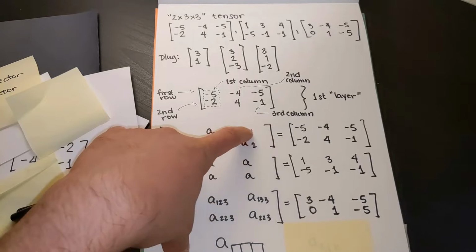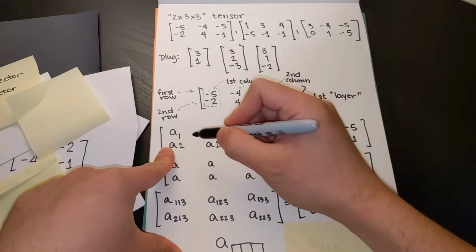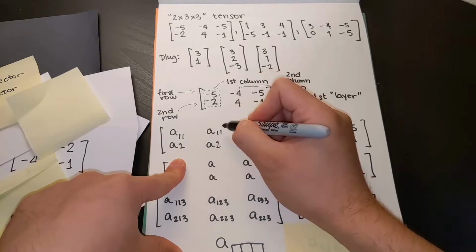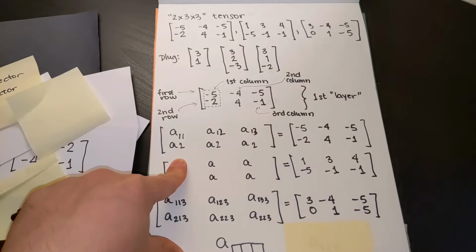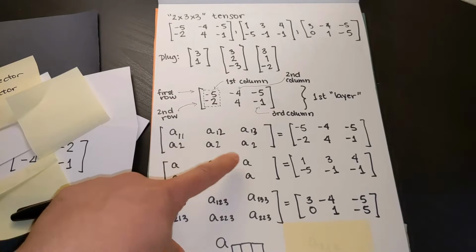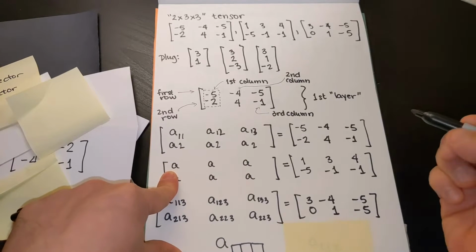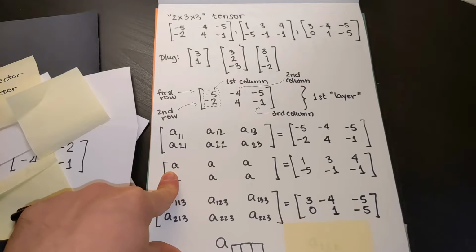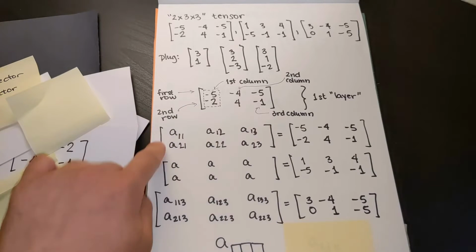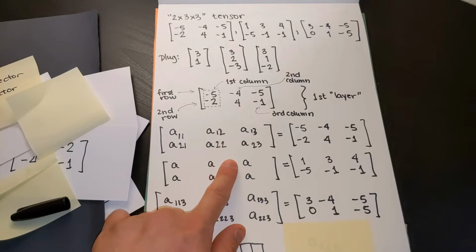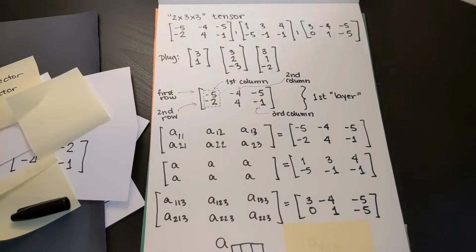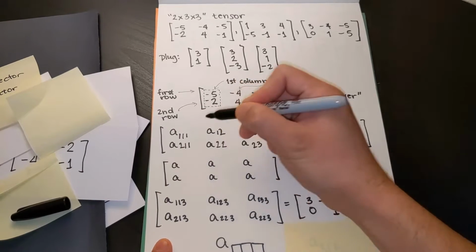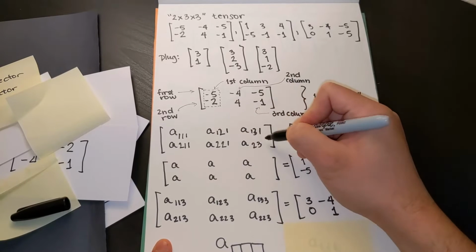Now, for the first row, we put 1, 2, 3. And the second, we put 1, 2, 3 as well. Just as we would label a matrix. Now, since this is the first layer, we put 1 in all of them.